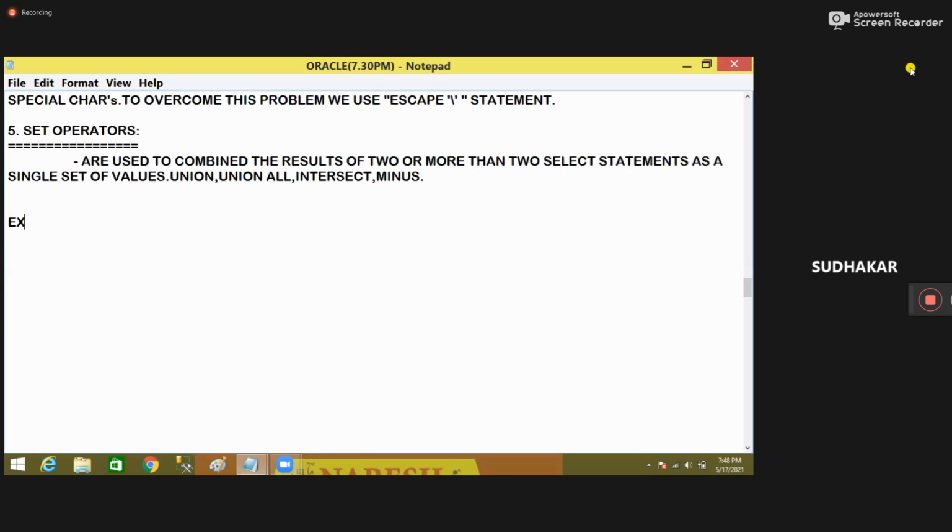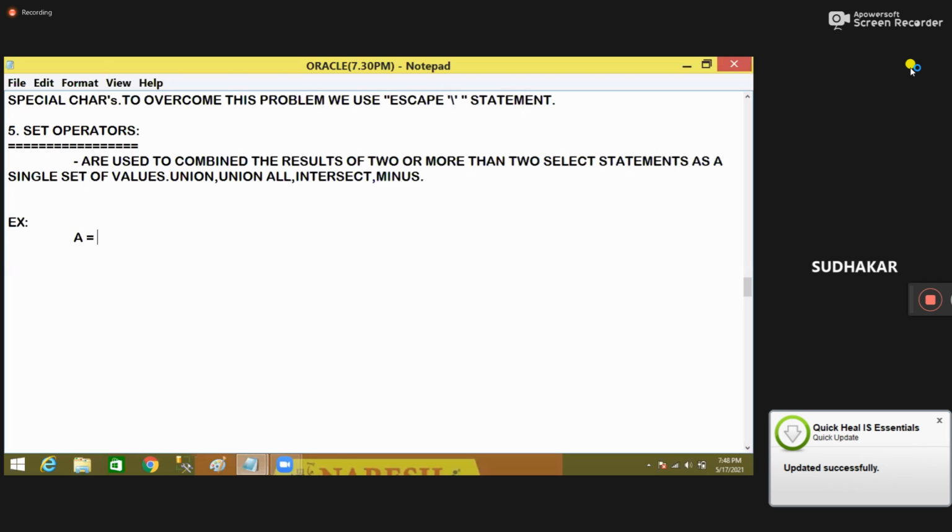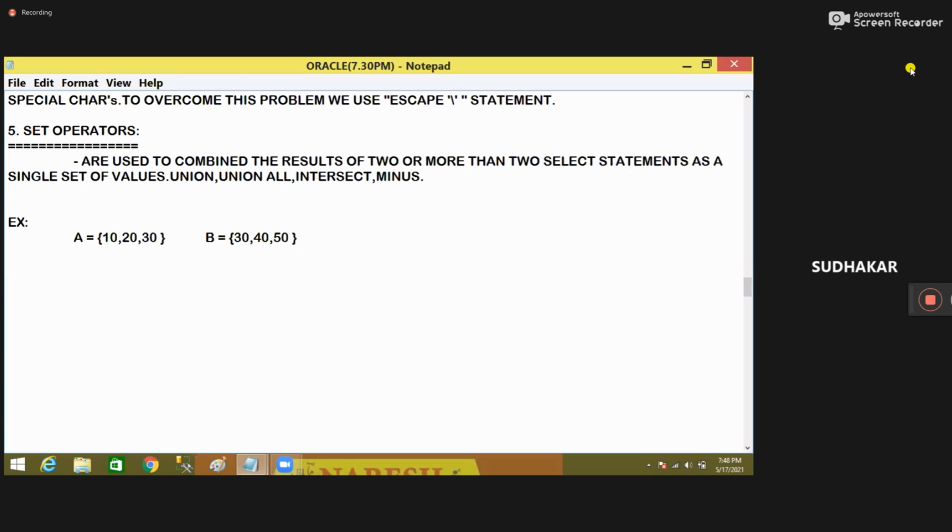For example, in mathematics, A is one set of values: 10, 20, 30. B is another set of values, suppose 30, 40, and 50. These are the two sets of values.